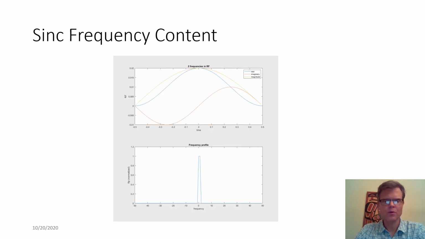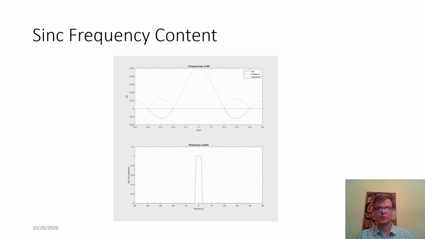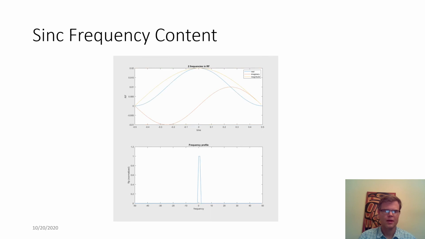And one more illustration here. This is just a simulation from MATLAB, where what's happening is that we're adding a larger and larger number of different frequencies together, and you can see that in the frequency profile in the bottom. And the Fourier transform of that, or the shape that we would play for our RF pulse over time, is shown in the top here. And you can see very clearly that this is a sinc function.